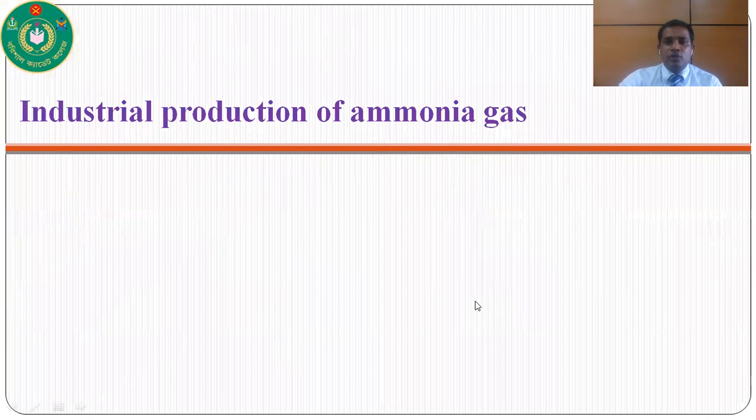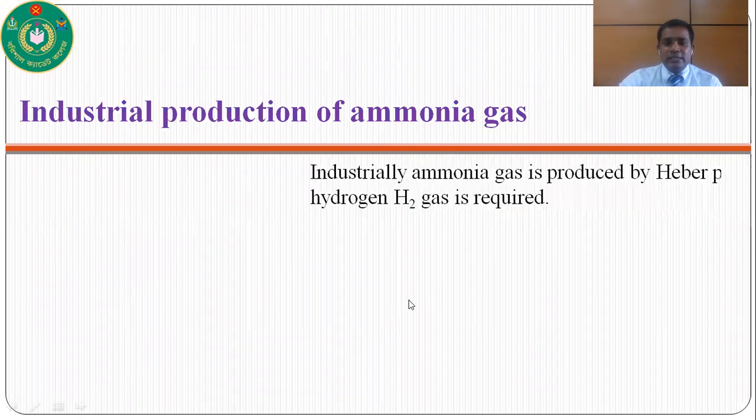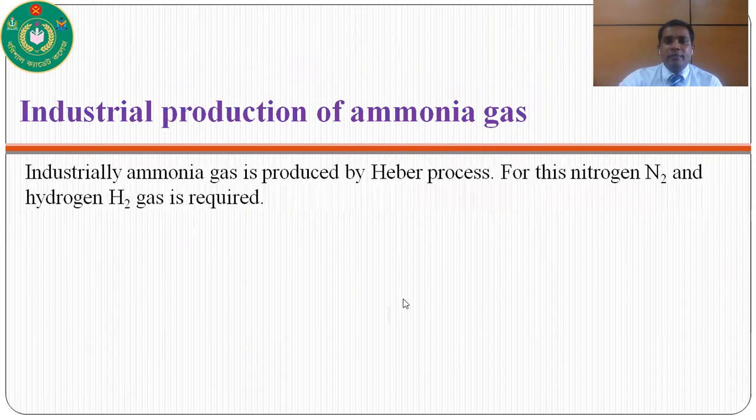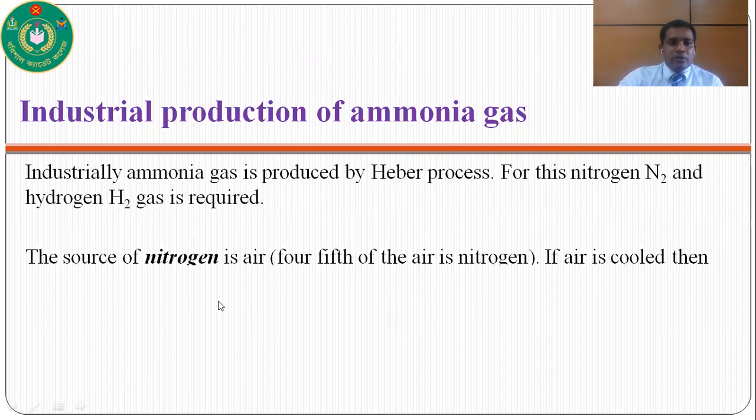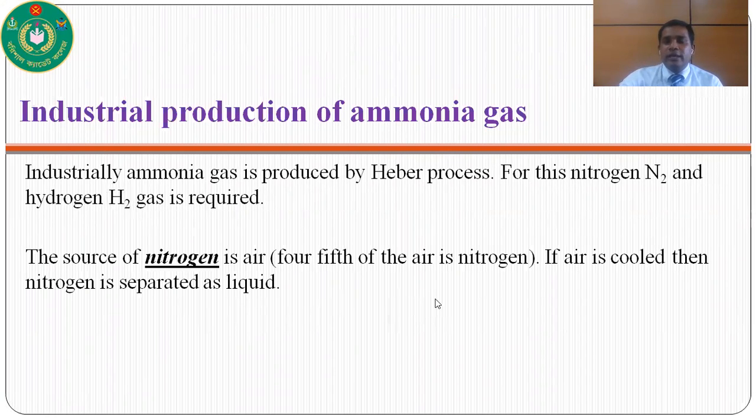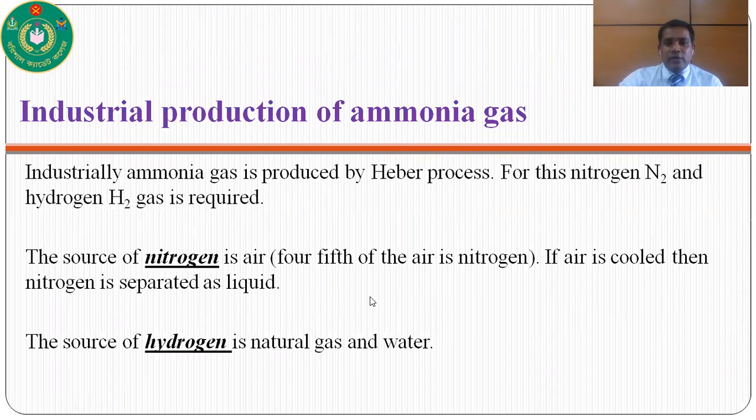Now, industrial preparation of ammonia gas. Industrially, ammonia gas is prepared by the Haber-Bosch process. For this, nitrogen and hydrogen gas are required. The source of nitrogen is air. We know that 4/5 of the air is nitrogen. If we cool air, then nitrogen is separated as a liquid from the air. And the main source of hydrogen is natural gas and water. From natural gas, we can collect hydrogen gas, and from air, we can collect nitrogen gas.